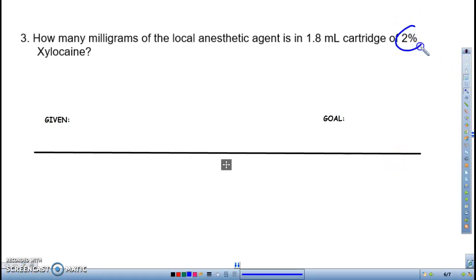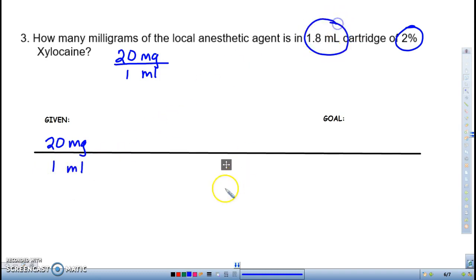Okay. My starting point is always right here, that 2% xylocaine or 2% lidocaine. I'm going to change that 2% to 20 milligrams of the drug per milliliter, which means per 1 milliliter. And I always kind of like to start there first. 20 milligrams of the drug per 1 milliliter. And the other thing they gave me this time is to use 1.8 milliliters per cartridge. 1.8 milliliters per 1. This time they're calling it a cartridge instead of a carpule.